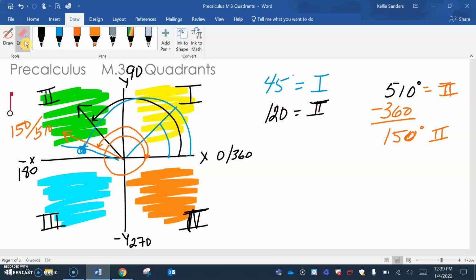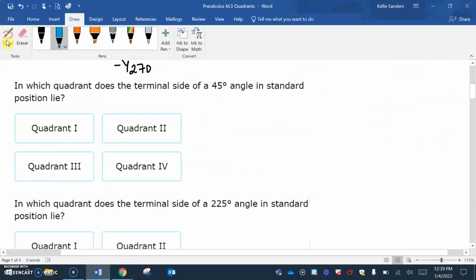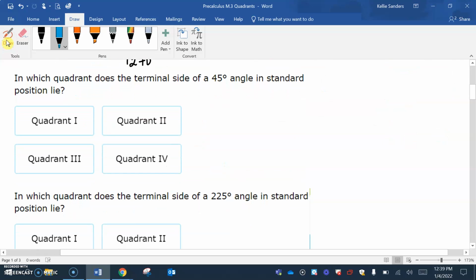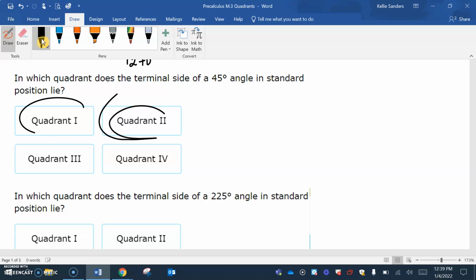Okay, so let me erase right here. I probably shouldn't have done that. I'll probably come back to that in a minute. Okay, so let's get started. In what quadrant does the terminal side of a 45-degree angle in standard position lie? Quadrant 1.